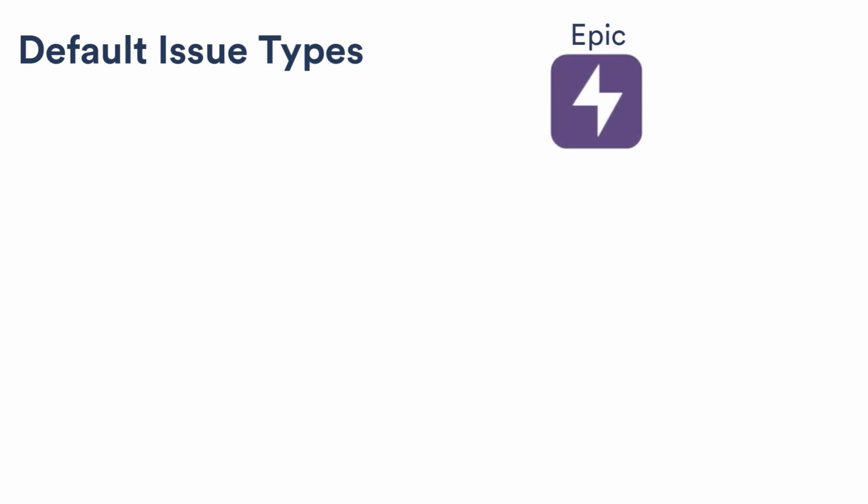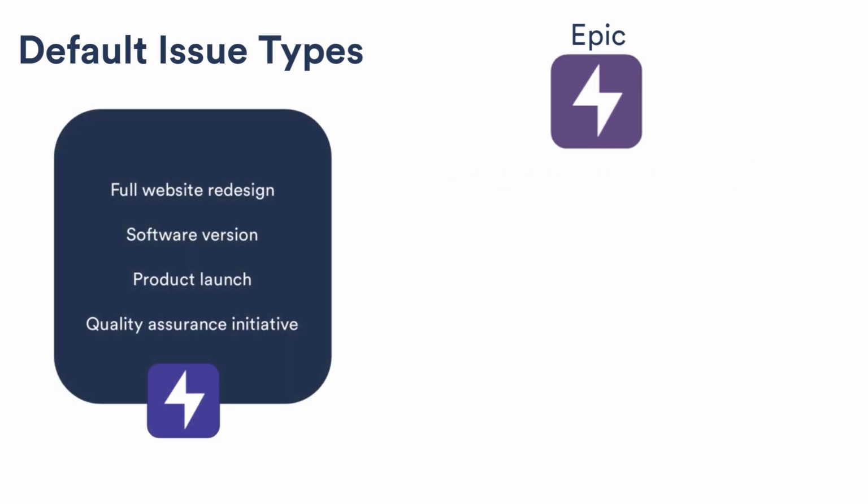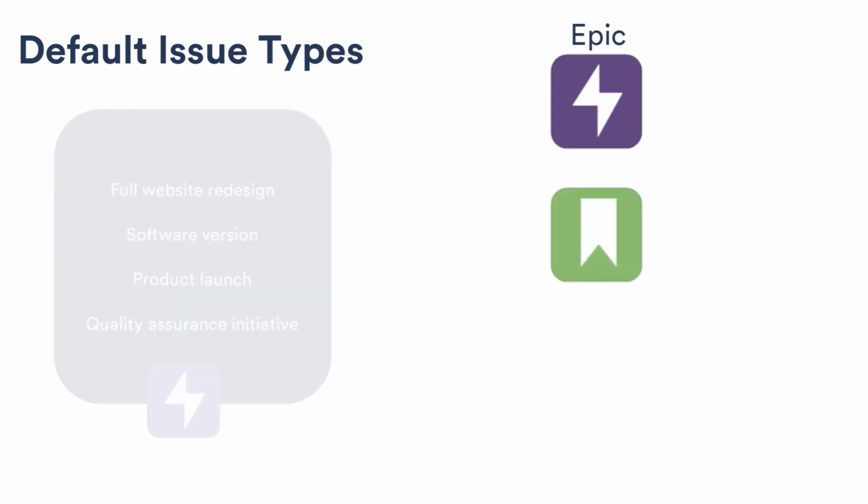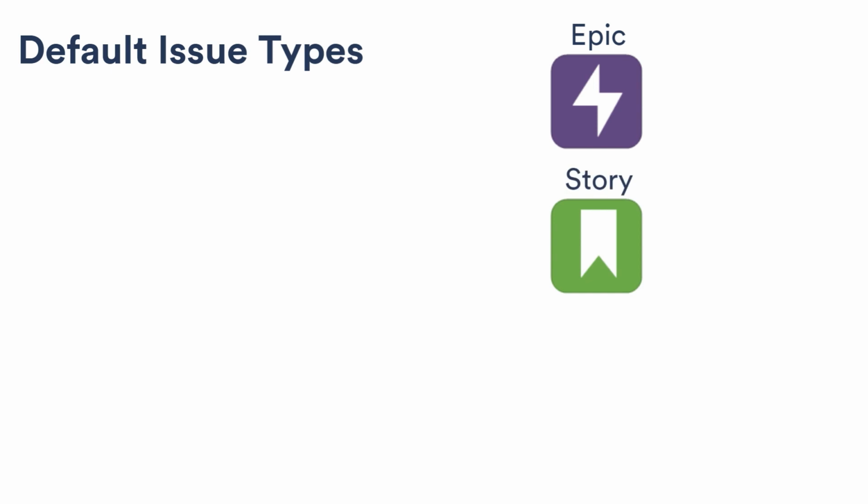Let's take a look at Jira's default issue types. An epic is the largest unit of work. It's used as a container to hold other units of work. An epic could be a website redesign and launch, or releasing a new version of a product. An epic may contain stories.